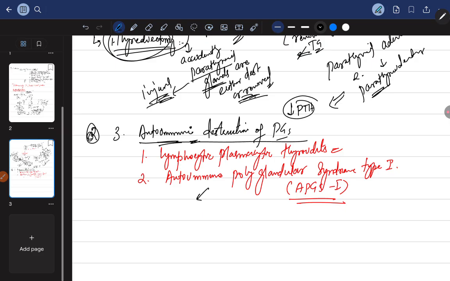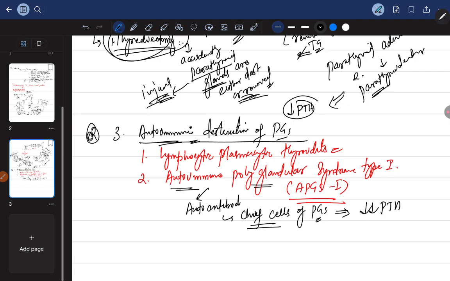So what happens in autoimmune polyglandular syndrome type 1? In this autoimmune condition, there is production of autoantibodies against the chief cells of the parathyroid gland, which leads to the destruction of the chief cells and finally decreased PTH secretion. Okay, hope you are getting this.